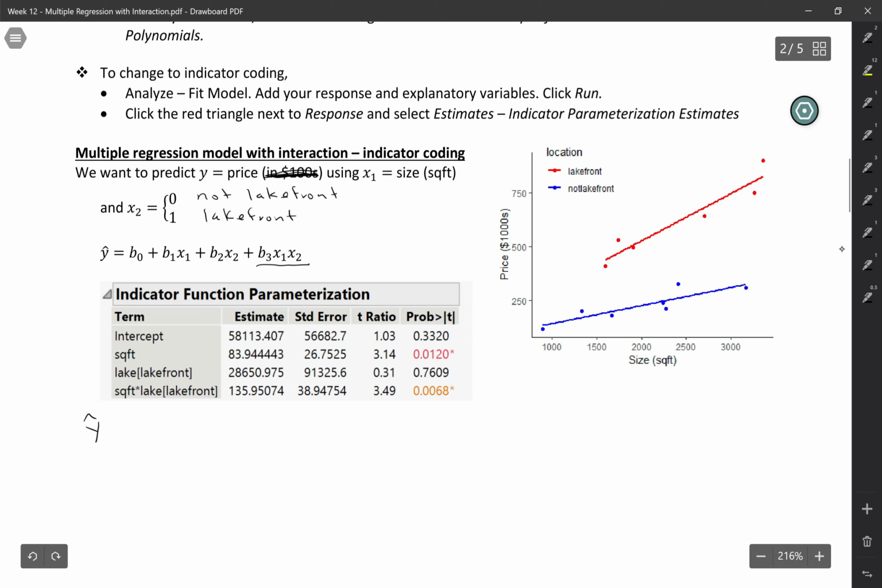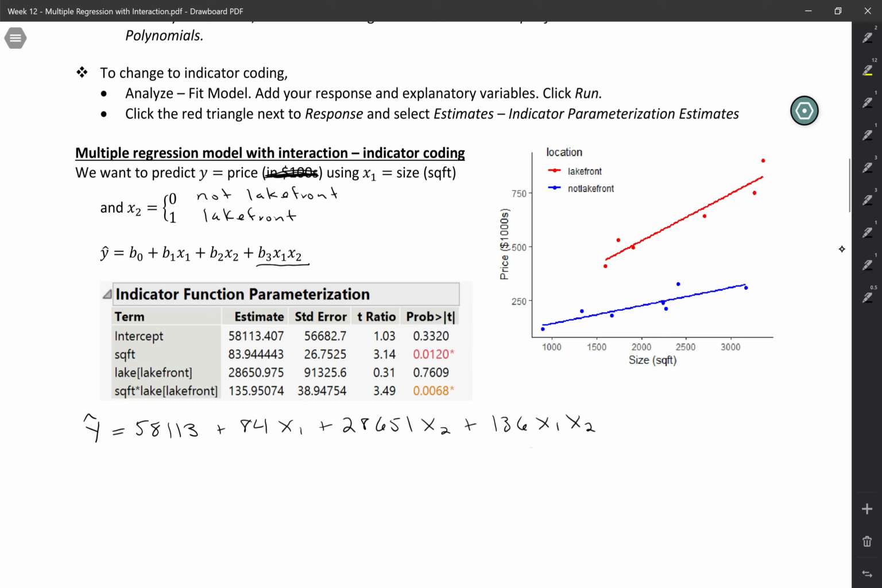So let's start off just by writing out our equation. Our predicted value of y, our predicted price, is going to be for the intercept $58,113. I'm just going to keep rounding to whole numbers to make our calculations a little bit easier. Plus 84 times the size of the house, that's our x1. Plus 28,651 times the location, that's our x2. And then here's the new part, the interaction term, plus 136 x1 times x2. So we've got the product of our explanatory variables there with our interaction term, and that has its own slope.